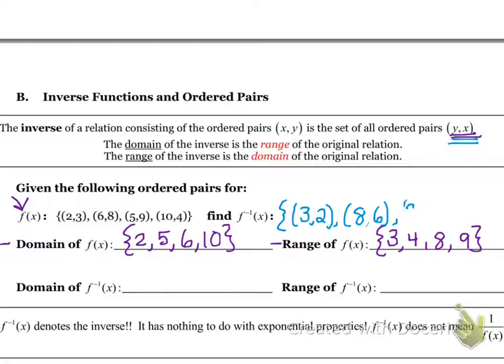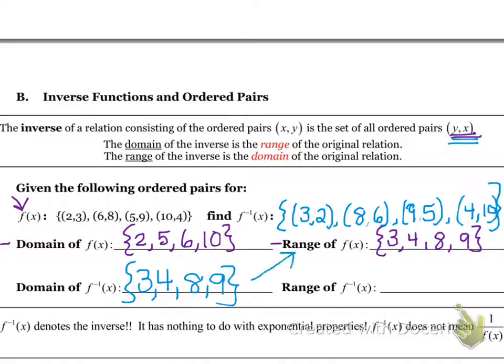Third, (9, 5). And then my last one is (4, 10). If I identify the domain of the inverse, I'm going to have 3, 4, 8, and 9. And if you notice, that's the range of the original. The range of the inverse is 2, 5, 6, and 10. And if you notice, it's the domain of the original.